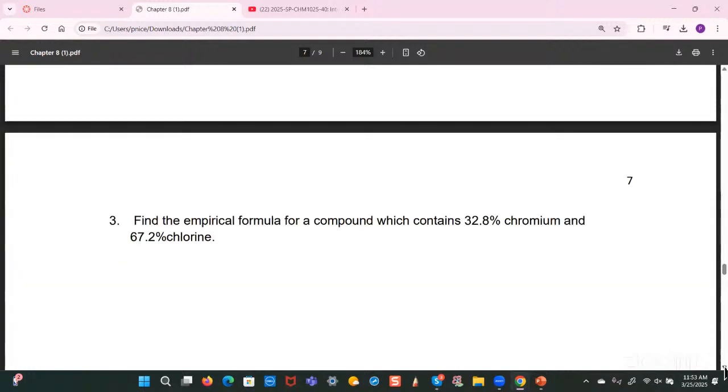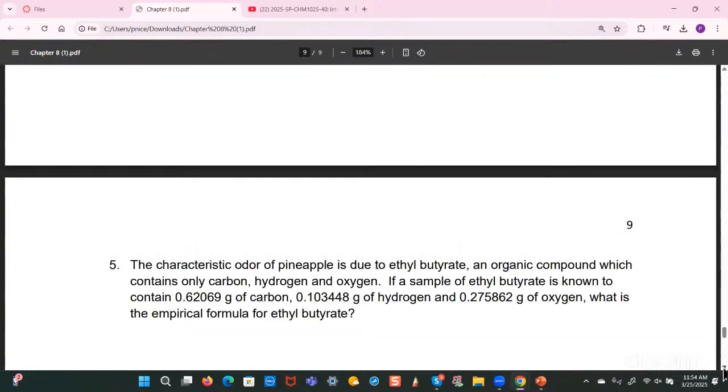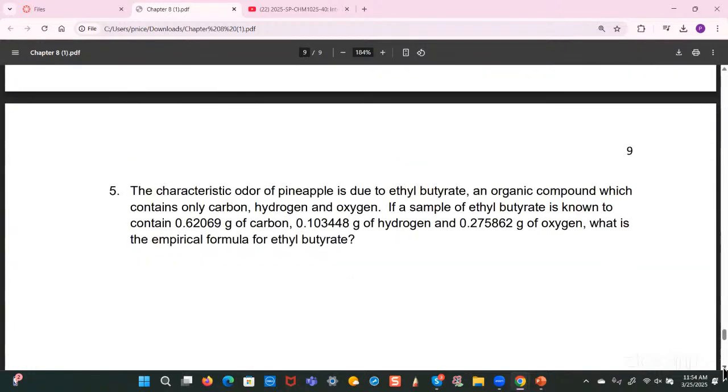Okay, so what I'm going to do is direct you to do the other questions. Let me just look at them. So you should be able to do number 3, number 4, number 5. And that's it, right? So the rest of this assignment you should be able to do.